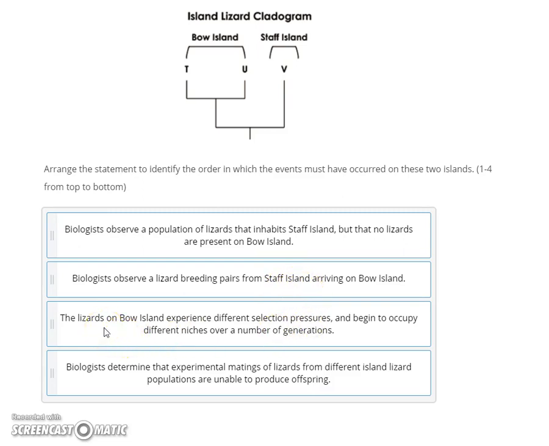Now, the lizards on Bow Island experience different selection pressures and begin to occupy different niches. That would be our 2 differences here. Biologists determine that experimental matings of lizards from different island lizard populations are unable to produce offspring. So this, unable to produce offspring, what that means is that's speciation. So that means our 2 different islands have become 2 different species. So that's actually what this is right here. These 2 have become 2 different species.